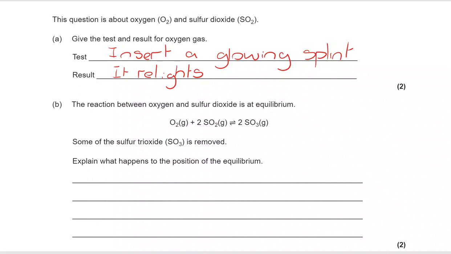The reaction between oxygen and sulfur dioxide is at equilibrium. Some of the sulfur trioxide is removed. Explain what happens to the position of the equilibrium. So we've got SO3 being made and we're removing it.